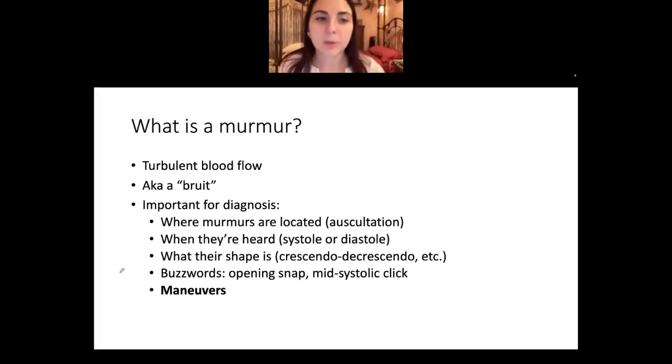Okay, so murmur, turbulent blood flow. That's literally what a murmur is. Another name for a murmur is a bruit. They're all the same things.